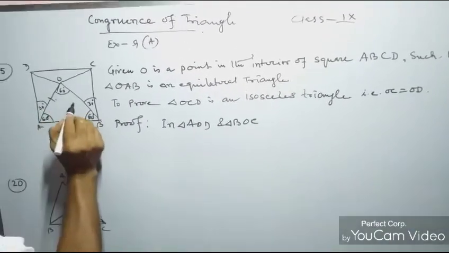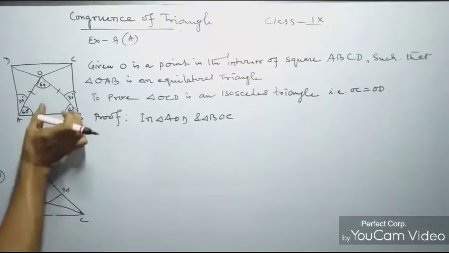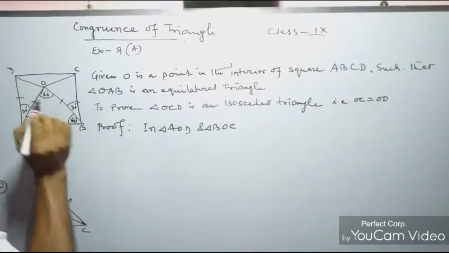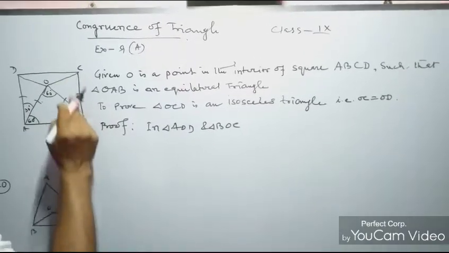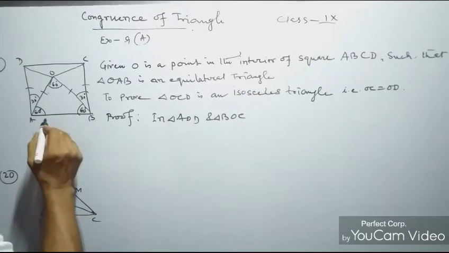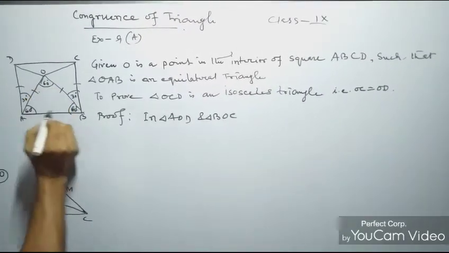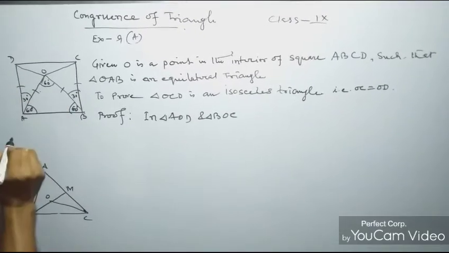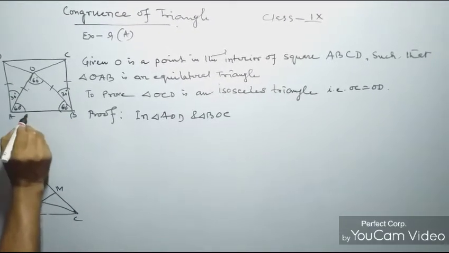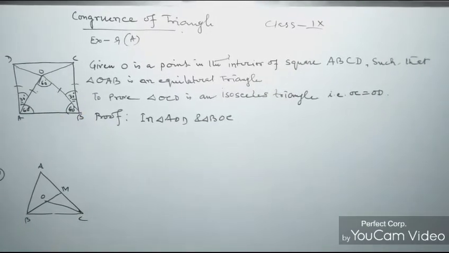See, OA equal to OB, because this is an equilateral triangle. This is AB equal to OA equal to OB, and AD equal to BC. This is also the opposite side of a square. The square sides, you know, are all equal. And here, this is an equilateral triangle, so all angles are 60 degrees. This full angle is 90 degrees, so this angle is 30 degrees. And similarly, this angle is also 30 degrees.